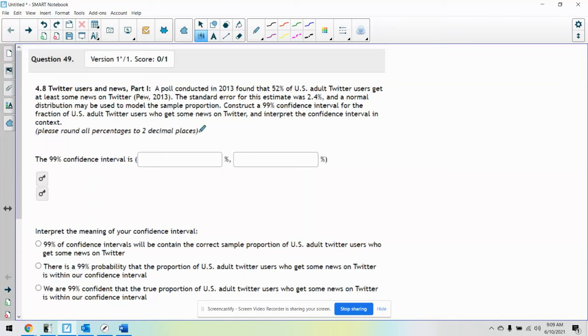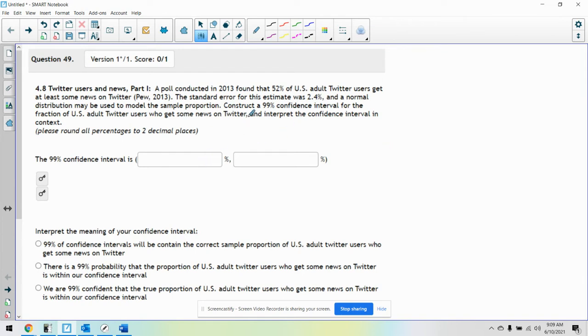Okay, so this is a poll conducted in 2013 that found that 52% of U.S. adult Twitter users get at least some news on Twitter. The standard error for the estimate was 2.4%, and a normal distribution may be used to model the sample proportion. Construct a 99% confidence interval for the fraction of U.S. adult users who get some news on Twitter, and interpret the confidence interval in context.